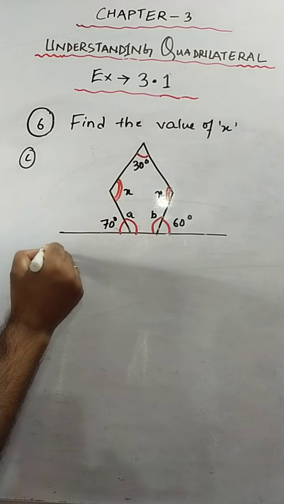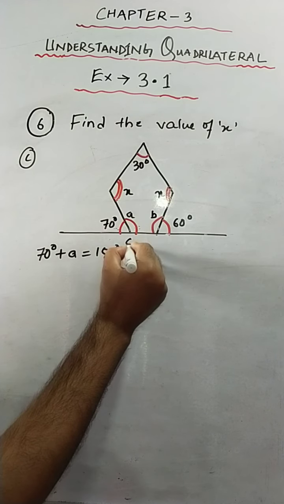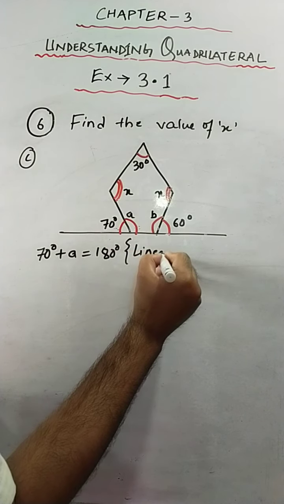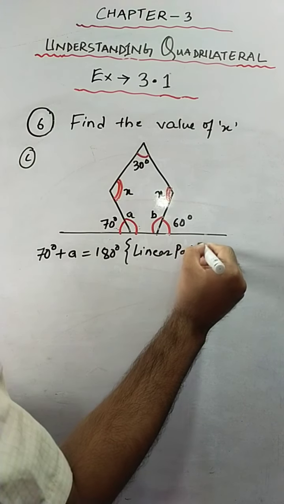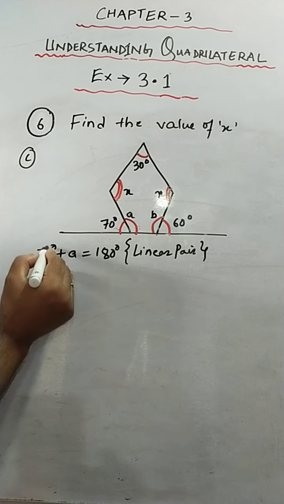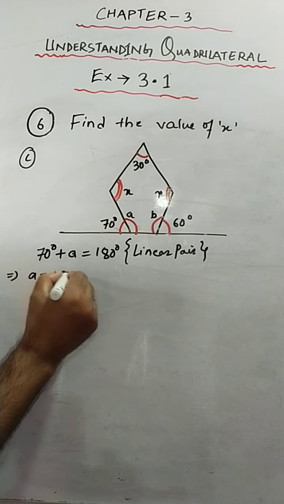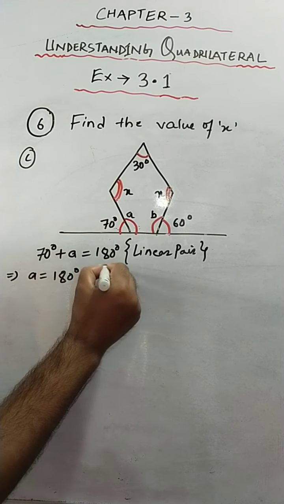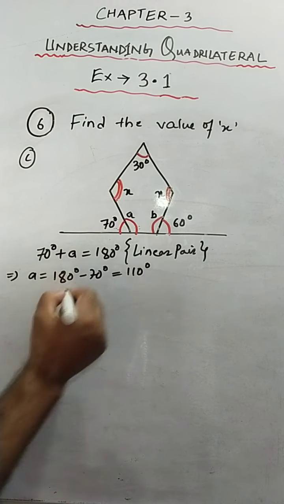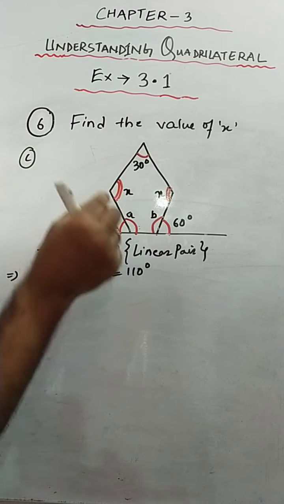So we'll write 70 plus A is equal to 180 degree. Now you have to write the reason. I always said you should always mention the reason. Now how to get the value of A? Obviously we have to transpose 70 degree towards that side. So A is equal to 180 minus 70, that would be equal to 110. So now we are aware of A's value, that is 110 degree.